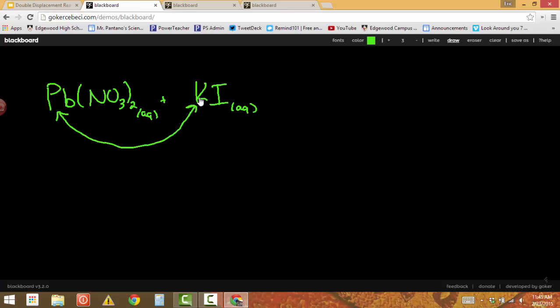Okay? Now, they're different charges, and when I write my product formulas, I need to take into account the fact that potassium is +1 and lead is +2. Okay? So when lead goes and switches places with potassium, the lead will go with the iodide. Iodide is -1, lead is +2, so I should write PbI2. The potassium is +1 and so is nitrate. Nitrate is -1, so I should write KNO3.